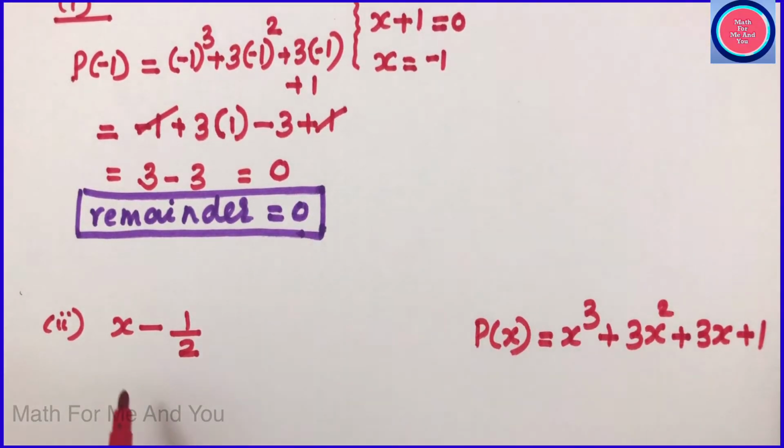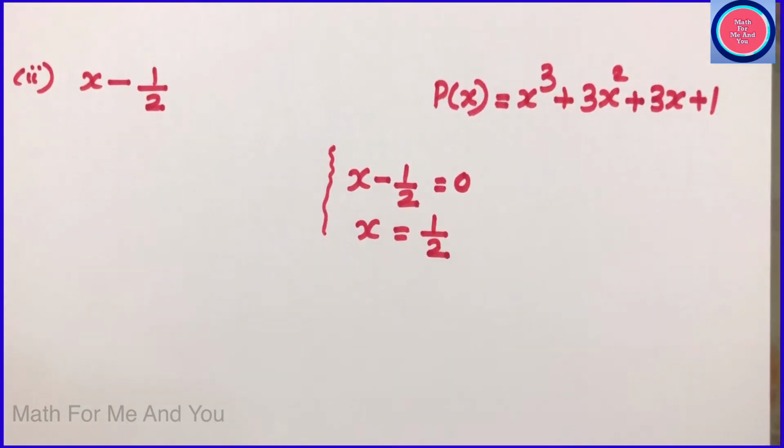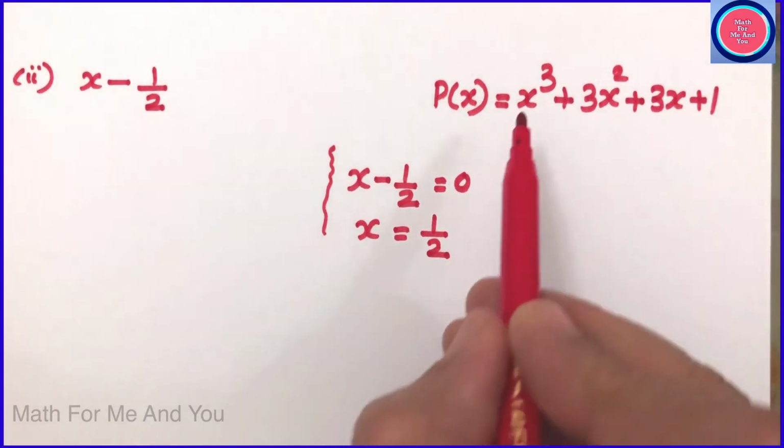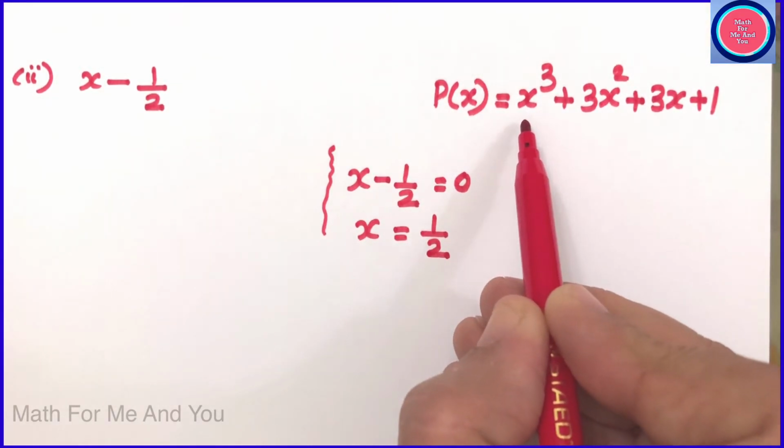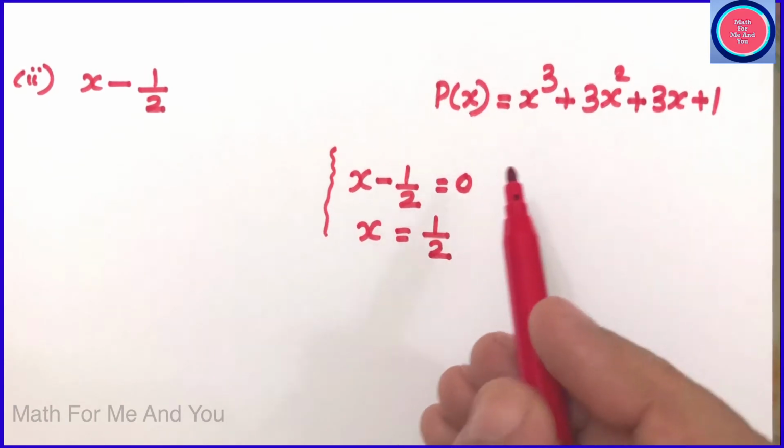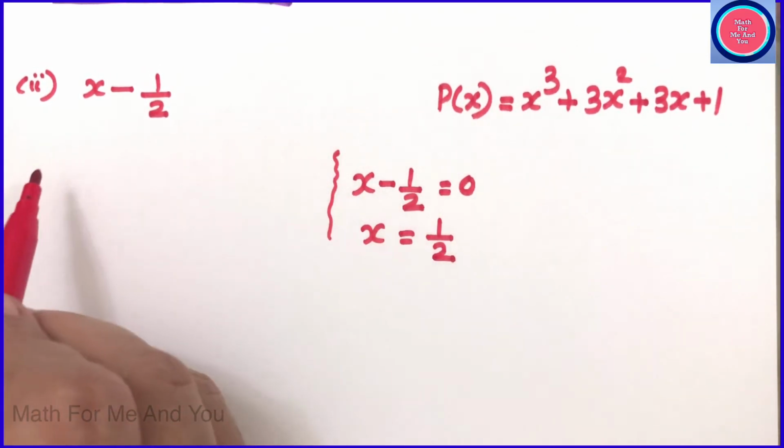The second linear polynomial is x minus 1 over 2 and the polynomial p of x is the same. We take x minus 1 over 2 and equate it to 0 to get the x value first. What is x? Move minus 1 over 2 to the right side. Then we get x equals positive 1 over 2. Substitute in the polynomial and look what answer we get. That will be the remainder.